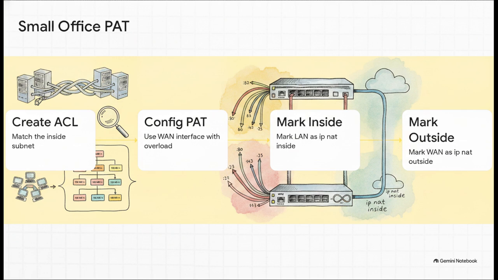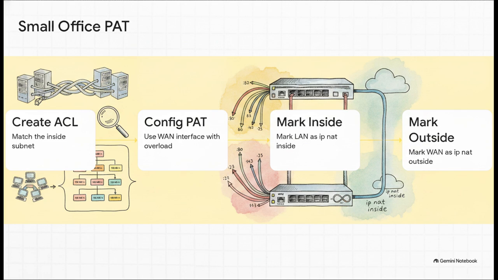The solution to that puzzle is Port Address Translation, or PAT. The setup is a highly logical four-step flow. First, create an access control list that matches your internal private subnet. Second, configure the NAT statement pointing to your WAN interface and make sure you use the magic keyword overload. That tells the router to translate multiple internal IPs to different ports on that one single public IP.